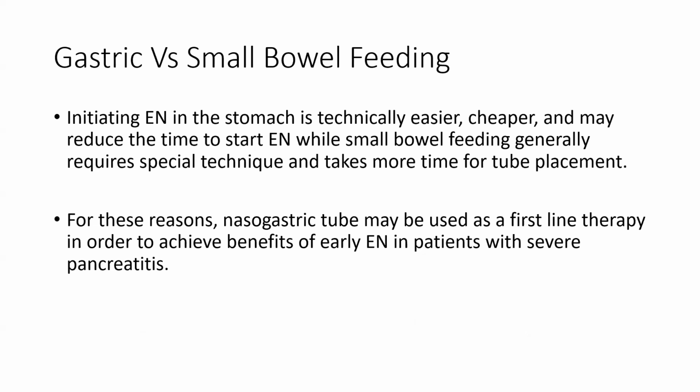Initiating enteral nutrition in the stomach is technically easier, cheaper, and may reduce the time to start enteral nutrition, while small bowel feeding generally requires special technique and takes much more time for tube placement. For this reason, a nasogastric tube may be used as first-line therapy in order to achieve the benefit of early enteral nutrition in patients with severe pancreatitis.